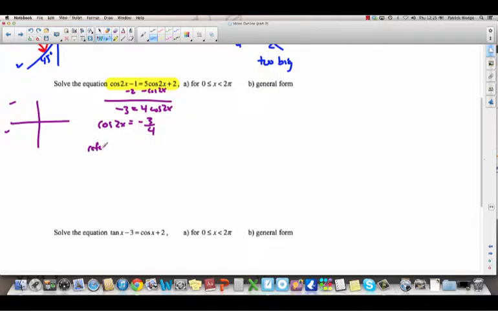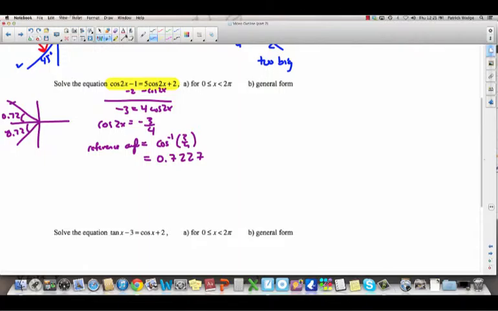You have to figure out the reference angle first of all. How would you figure that out? You would do inverse cos of 3/4. Forget about the negative for now. If you do that, plug it in your calculator, make sure it's on radians, you'll get 0.7227 radians. So either in this quadrant you're going to have that 0.7227, or in this quadrant you're going to have 0.7227.